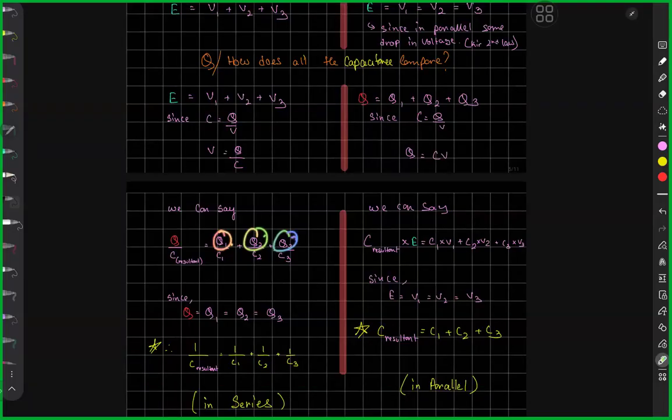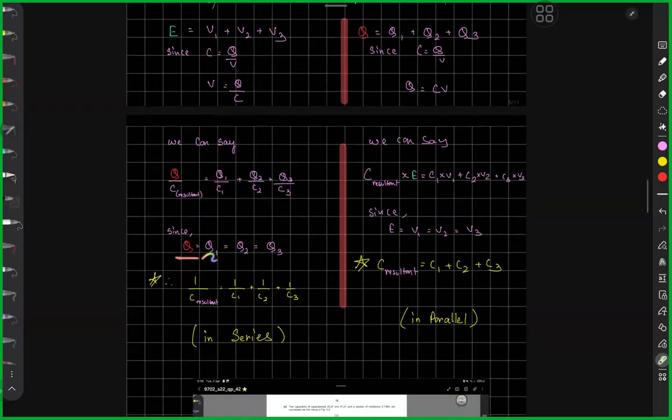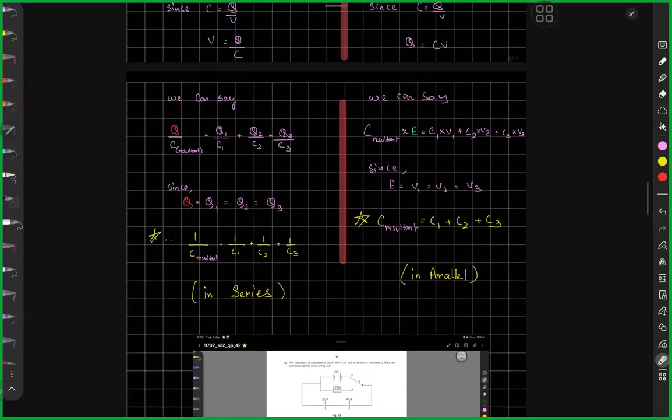I did, right? So what can I say? Since all of these charge values are the same, because the same number of electrons are flowing through everywhere, I can say ultimately what I have is Q by C resultant equals Q by C1 plus Q by C2 plus Q by C3. Do we agree with this? So I've substituted Q1, Q2, Q3 as Q.